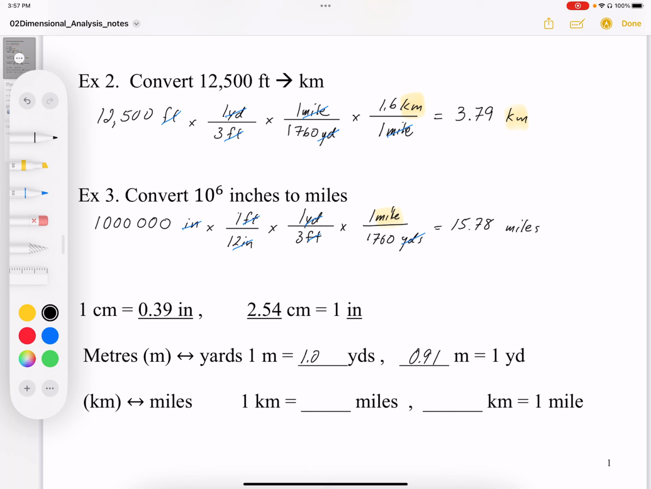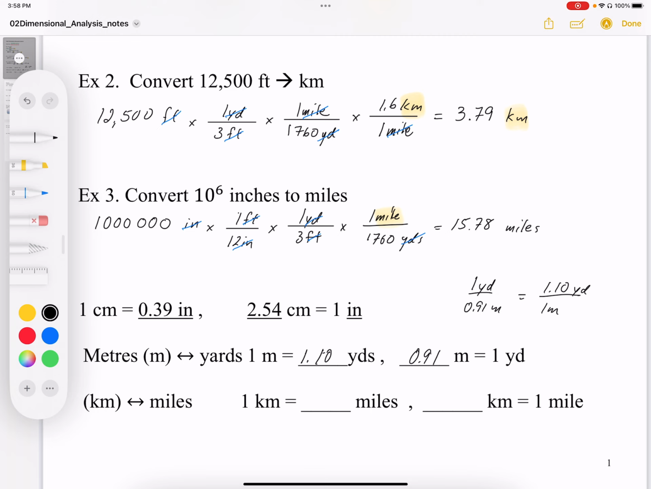That's going to give me 1.098. So I'm going to round that to 1.10, and that's going to be yards per meter. So I have 1 yard per 0.91 meters. When I work that out, that's going to give me 1.10 yards for 1 meter. Okay, so that's how it works.